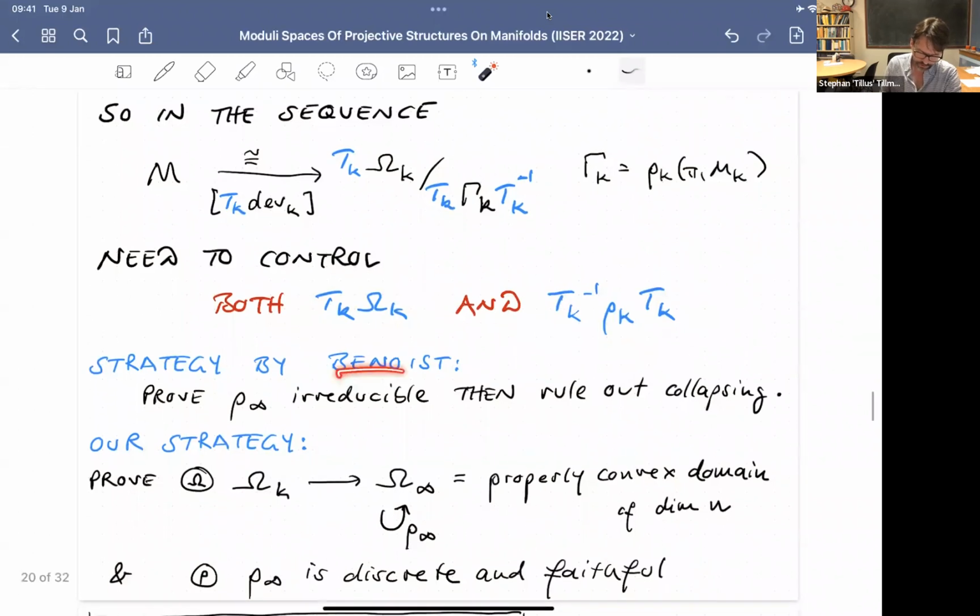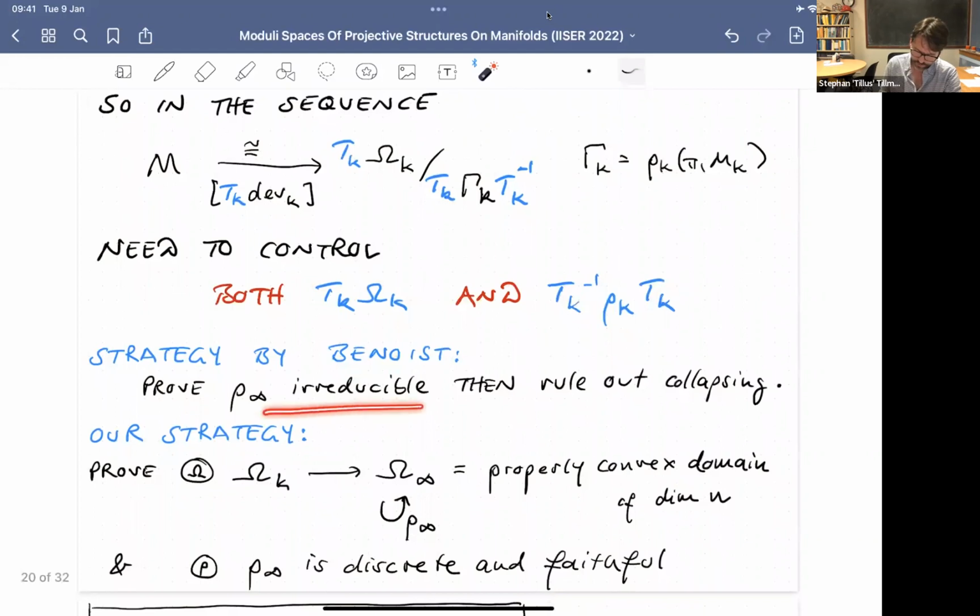And so Benoist's strategy was, first, to aim to show that the limiting representation is irreducible, and then use this fact to rule out collapsing of the domains. And this involves some really complicated arguments. Our strategy had to be different because his approach did not work in the case of non-compact manifolds. So we need to think of something else.